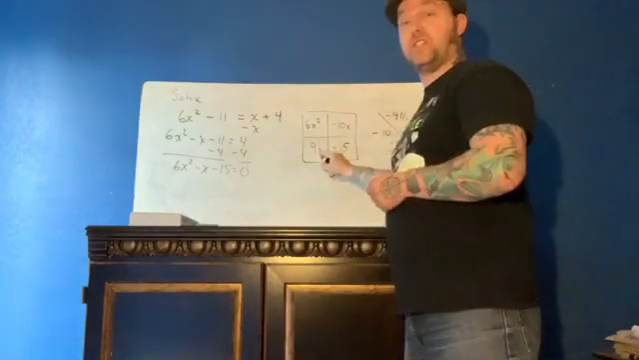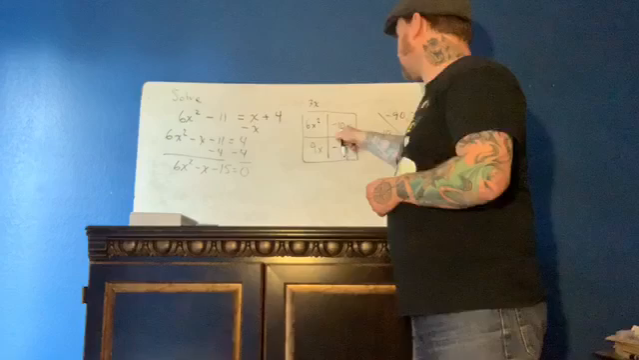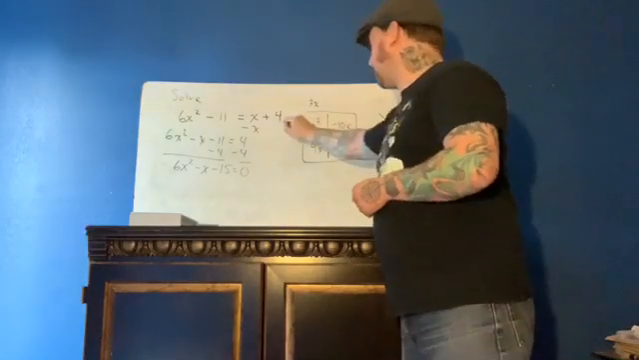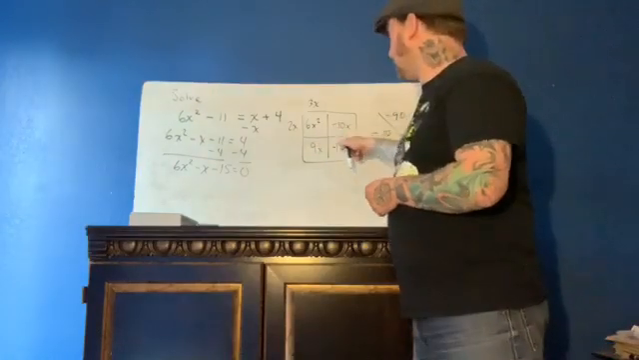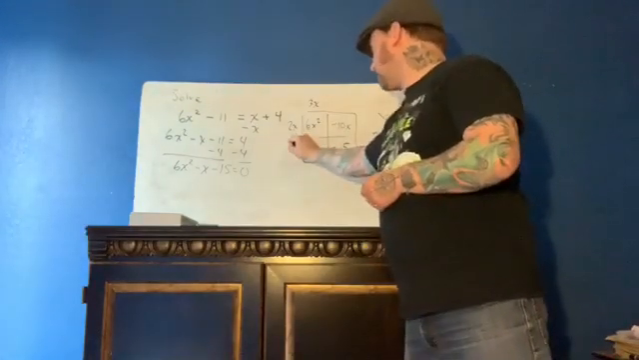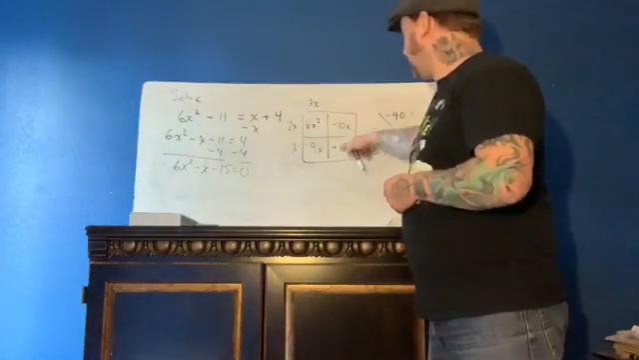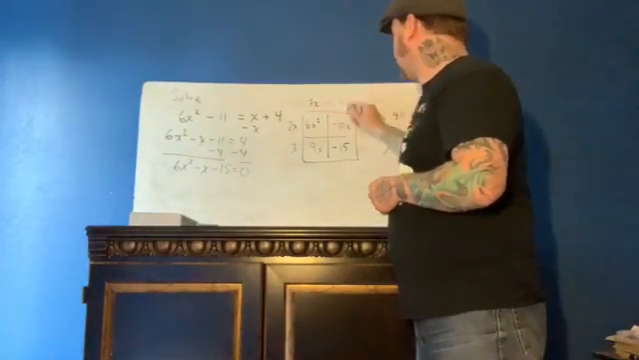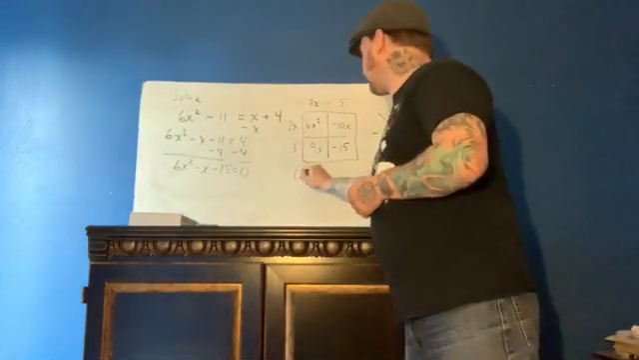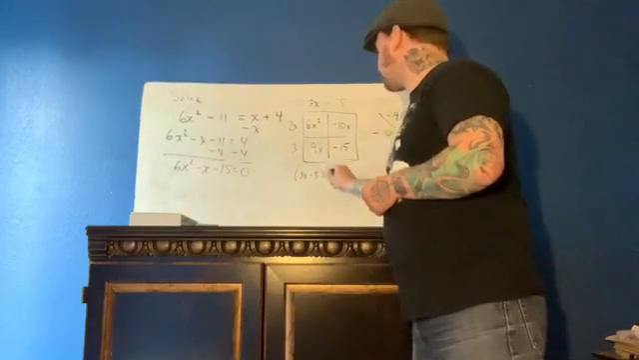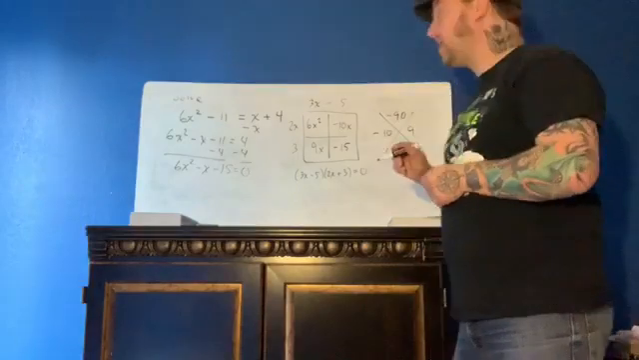Let's do it. GCFs. GCF of 6x squared and 9x would be 3x. GCF of 6x squared and negative 10x would be 2x. That works because 3x times 2x is 6x squared. Over here, GCF is 3. 3x times 3 is 9x. This is working, right? Here we've got negative 5. So we've got 3x minus 5 times 2x plus 3 equals 0.